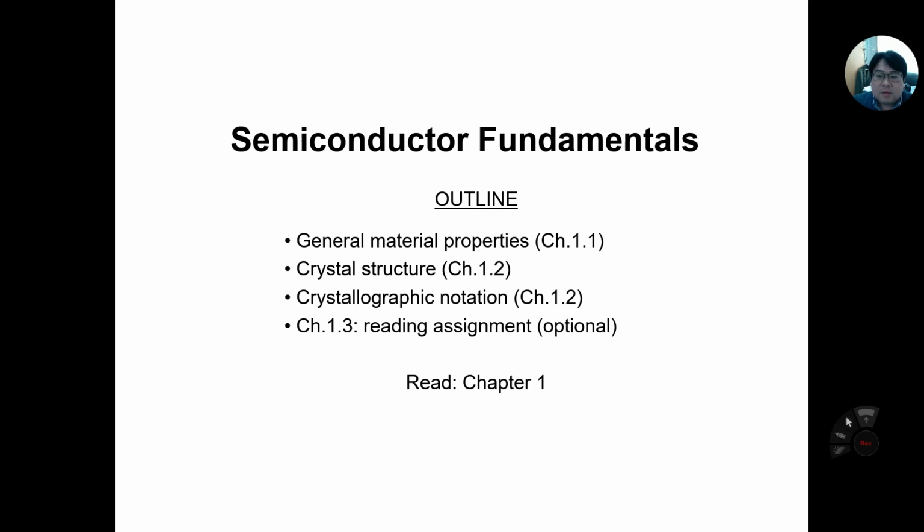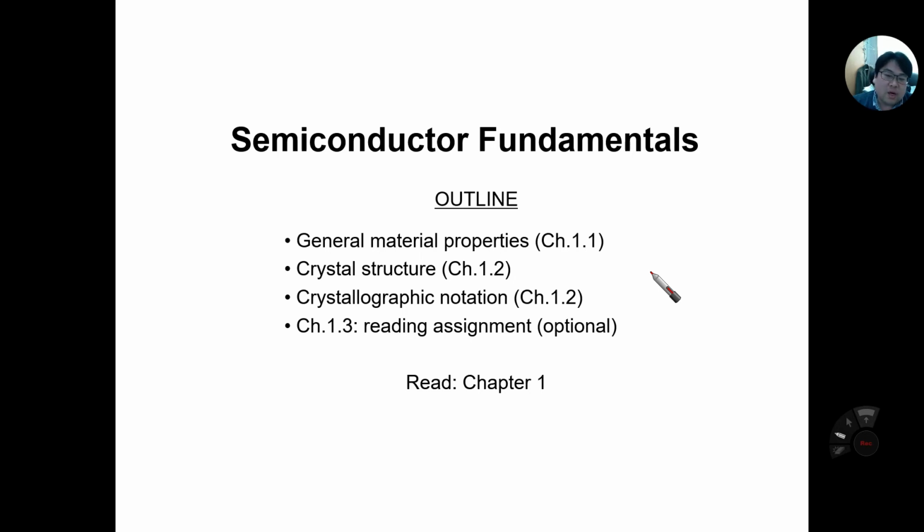I hope everybody can see my PPT slide. So let's take a look. There we go. So in the very first slide, I'm going to tell you some general material properties, which correspond to chapter 1.1.